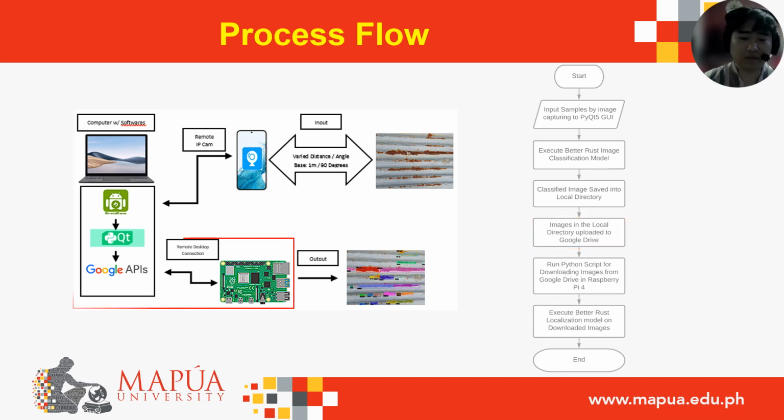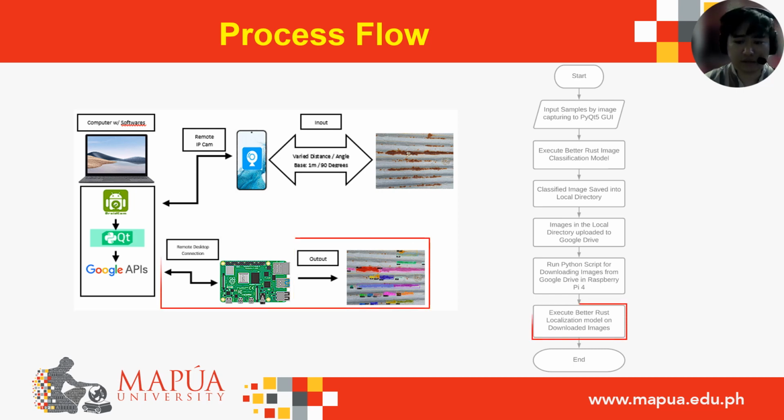A Raspberry Pi 4 is used to hold the Mask R-CNN model, and a Python script can be used to download the classified images from the Google Drive. Then the same script automatically locates the rust in the classified rust images.